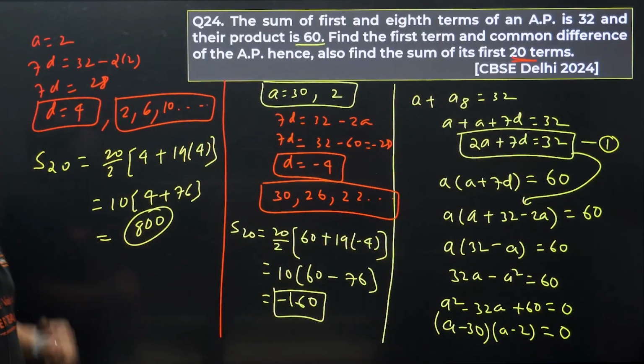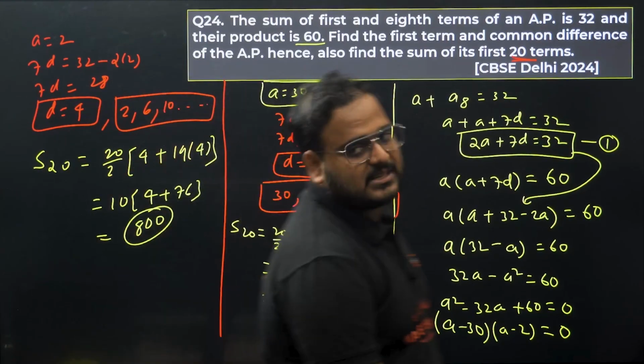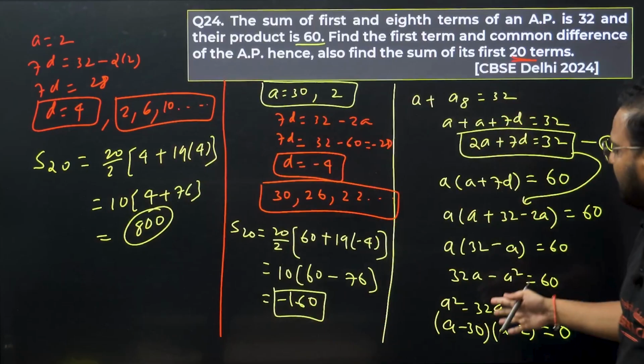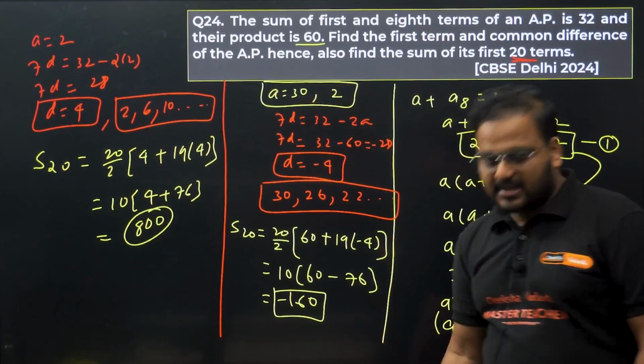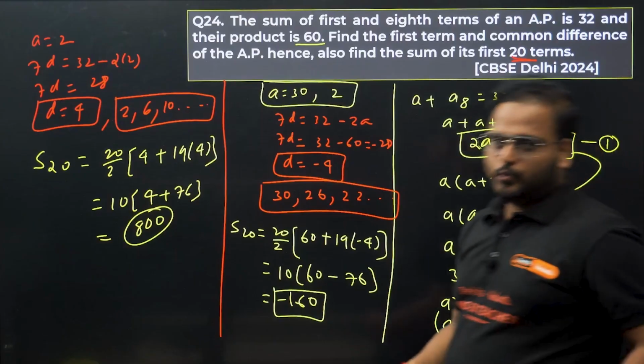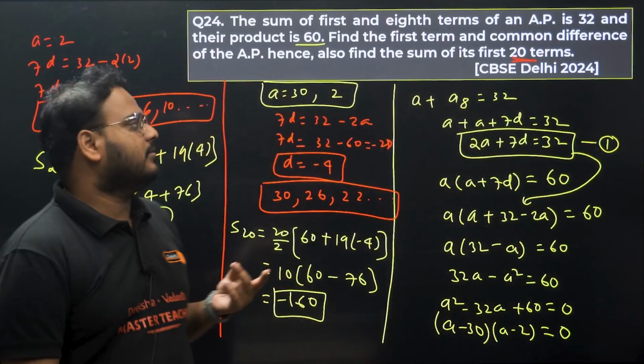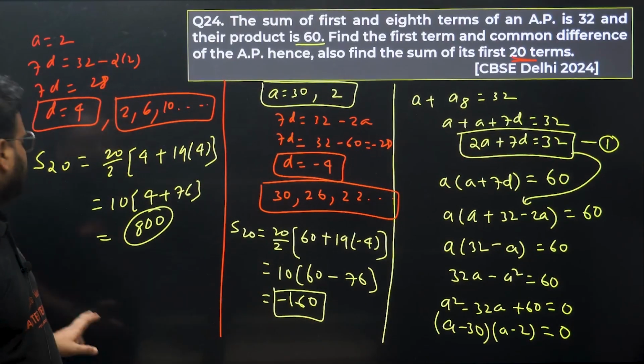Please check, is this question clear? Okay. This is very much clear. All the steps, starting from here, finding the first terms as 30 and 2 and the common difference as minus 4 and 4. Two different APs, two different sums of 20 terms. Let's move on to the last question.